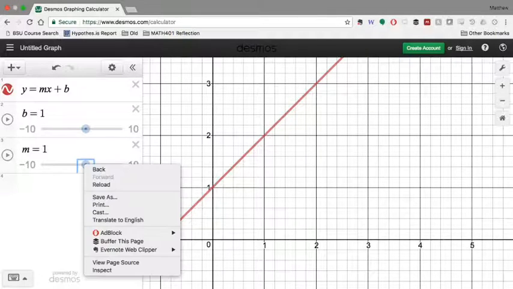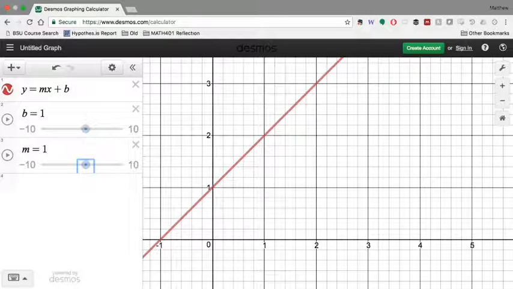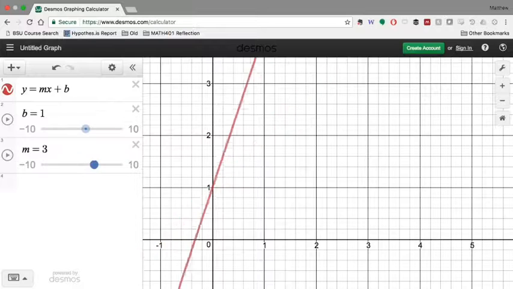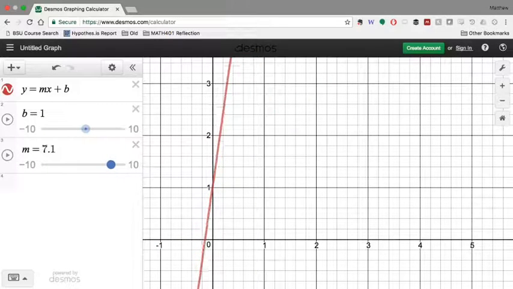Right now the slope is 1. If I take that slope and I make it bigger, let's say I drag the slope up to 10, what do I expect is going to happen to that line? It's going to get steeper, exactly. So slope is a measurement of steepness. So as I drag this slope to be a larger number, now the line is getting a lot more steep.